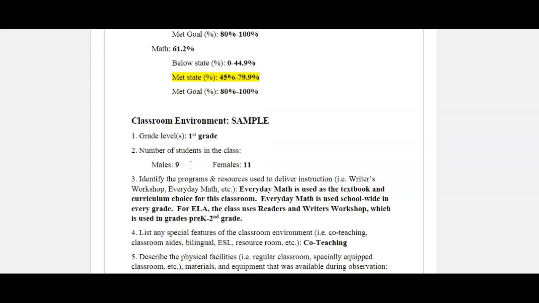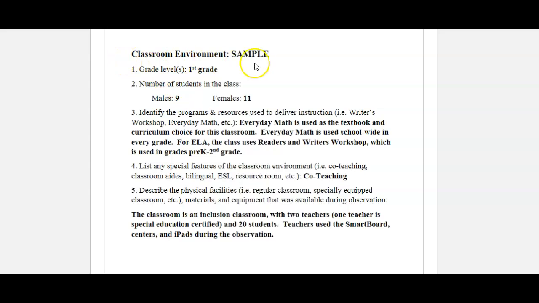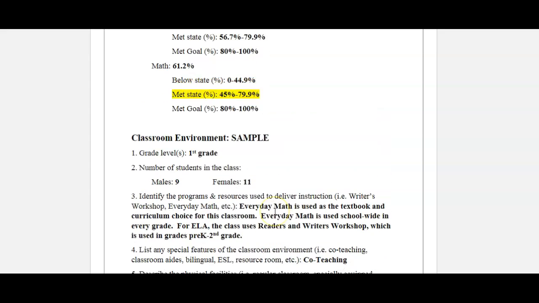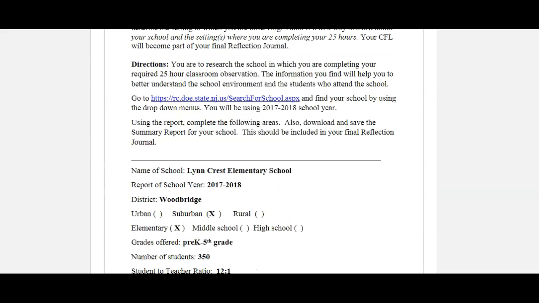All right. Now, this would have been a sample. You should still look at it. So this is what you would have done if you were in an actual classroom. You would have said what grade it is, how many boys, how many girls, what is their curriculum, that sort of thing. What type of setting is it? You might have been in a resource room, self-contained, or co-teaching, but just look at it for your knowledge, just for future reference.